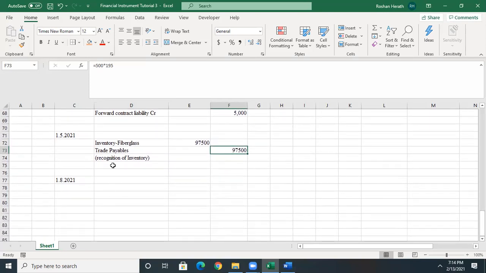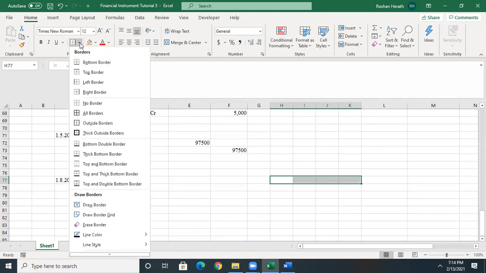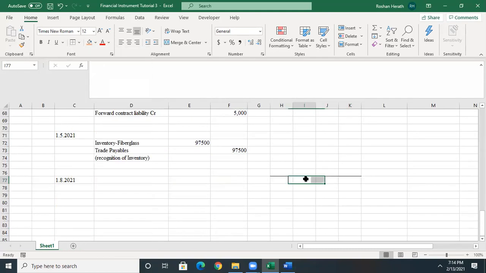Okay, so let's look at the remeasurement. Take the trade payables. I think it's easy for us to take a ledger account, which may come in handy. So let me simply take a ledger account. This is the trade payables.